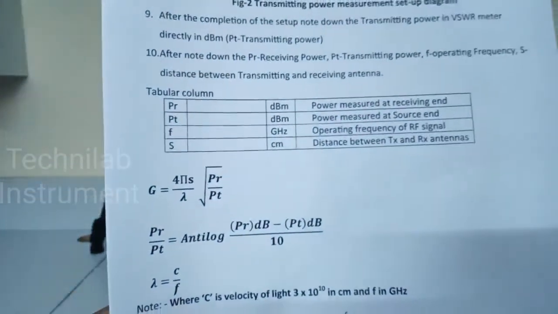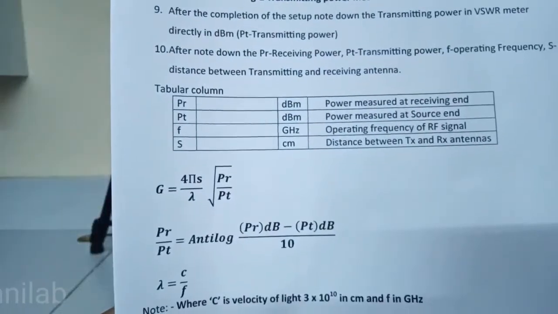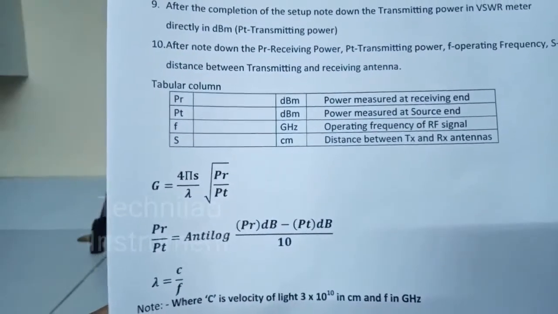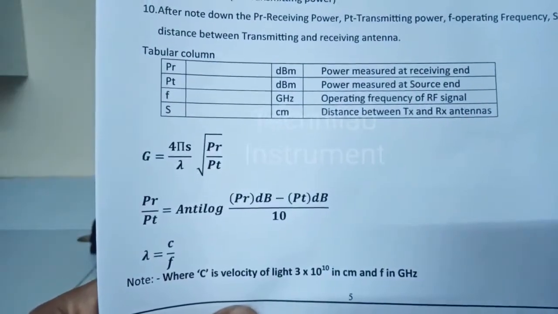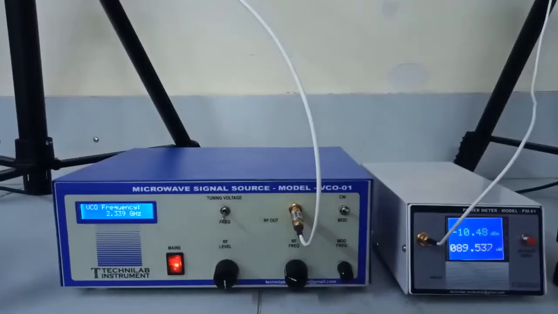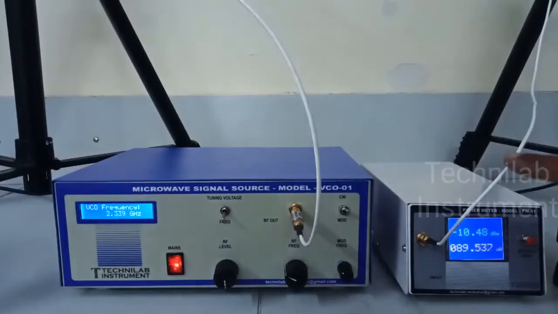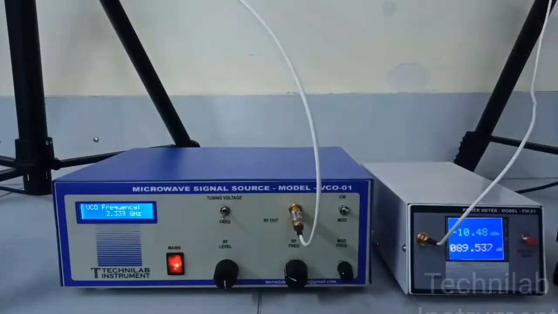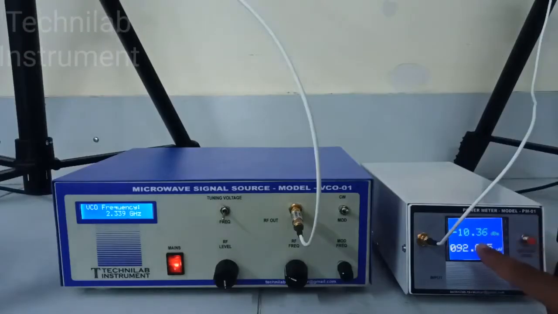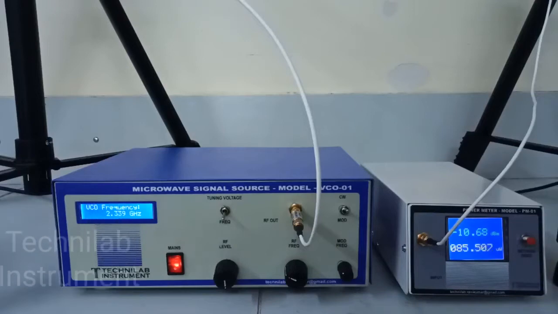Then the gain calculation is very easy. Apply all the readings and the formula. Gain is equal to 4 pi S by lambda, into square root of PR by PT. This is received power. This side is transmitting, this side is the receiving antenna. So after transmitting, we have received this much power: minus 10.36 dBm, or 87.9 microwatts.